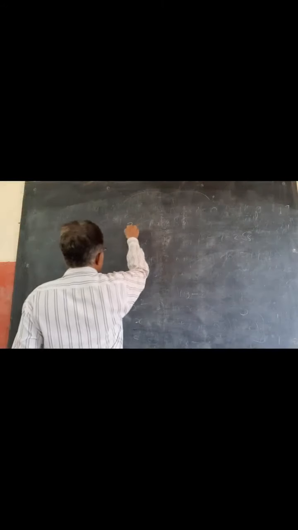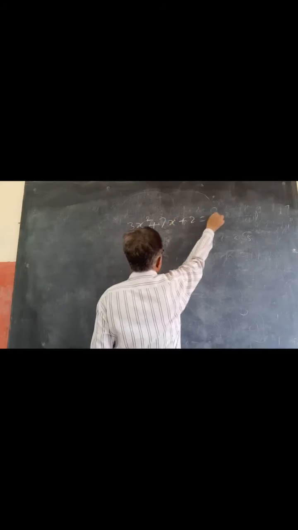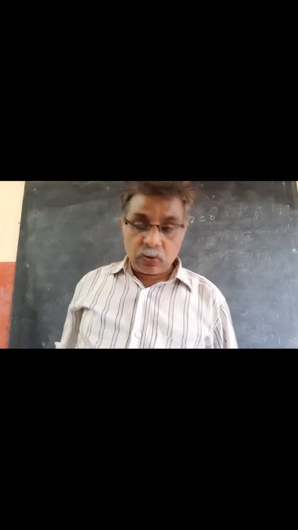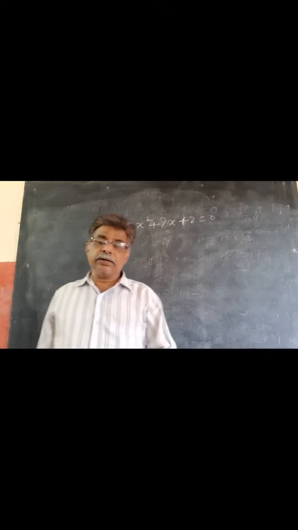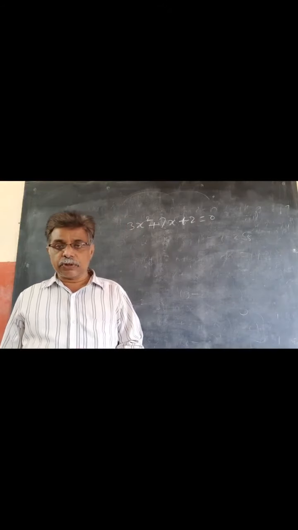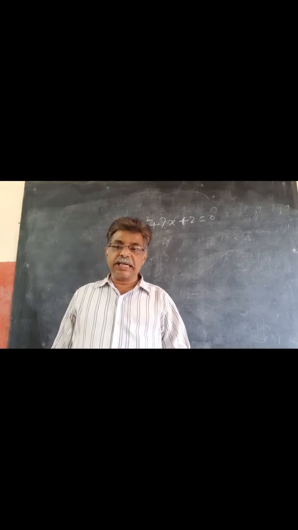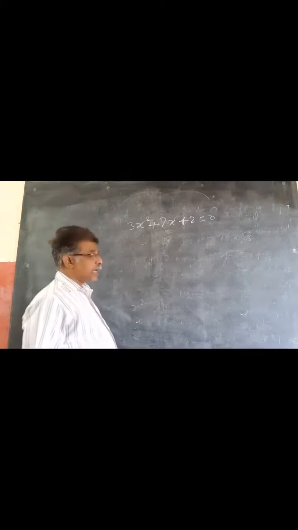3x square plus 7x plus 2 equal to 0. Determine the nature of the roots. So what do we find if he is asking nature of the roots without finding the actual roots? Nature of the roots means we can say it using discriminant, b square minus 4ac. So we will go for discriminant.